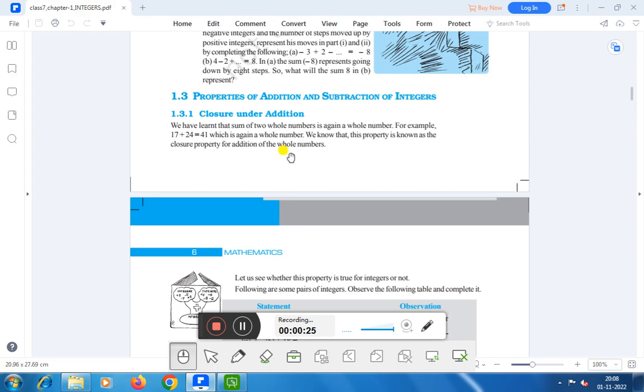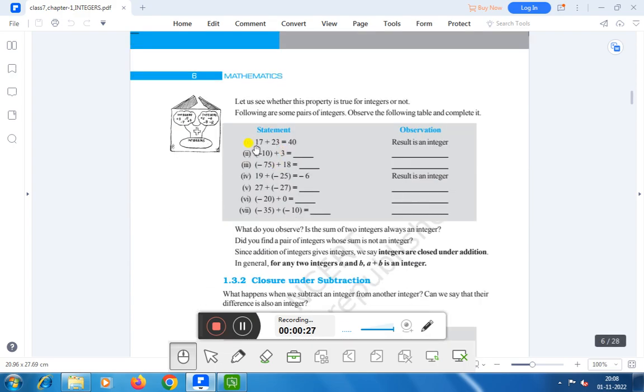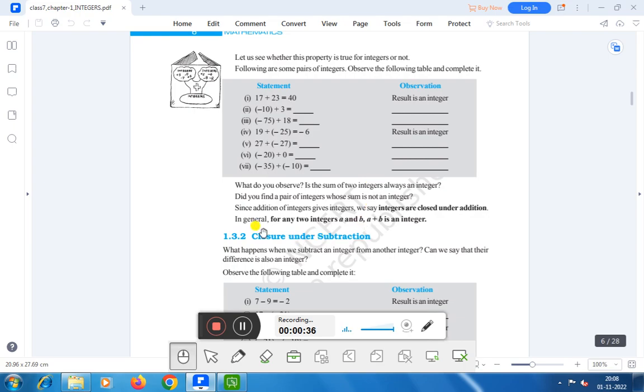If we find some examples, you see 17 plus 23, that is 40, it is also an integer. Minus 10 plus 3 is equal to minus 7, that is also an integer. In this way we can say that since addition of integers gives integers, integers are closed under addition. In general, for any two integers a and b, a plus b is an integer. This is: integers are closed under addition.